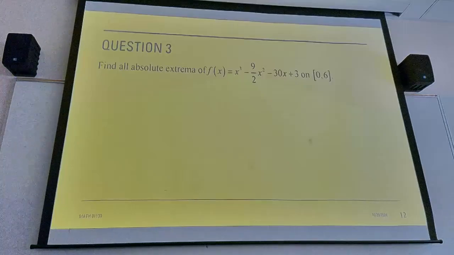So remember Fermat's theorem. Extrema occur only at critical points. If we're looking at a continuous function on a closed interval, then your absolute extrema will occur at either the endpoints or the critical points. So the first thing we have to do is find the critical numbers. What's a critical number? A place where the derivative is either 0 or undefined. Which means the first thing we need is the derivative. What is the derivative?